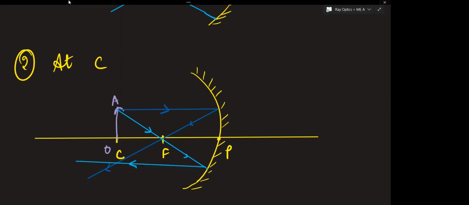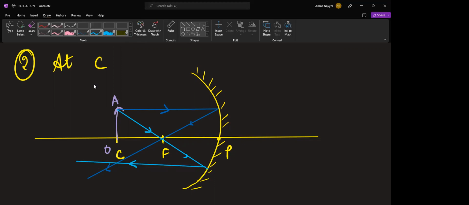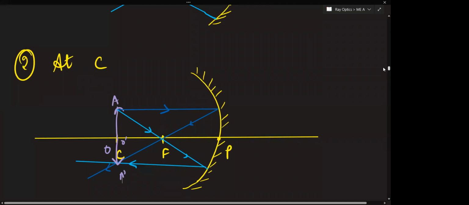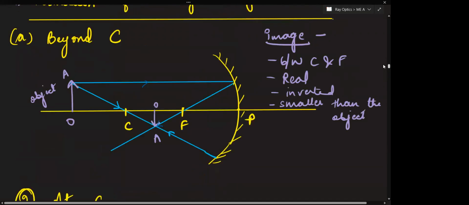You can draw it with the help of a scale. It will be better in your notebooks that you draw. Here you are obtaining an image. This is O dash A dash. Let me write it with a dash. Otherwise, the difference between the images will not be clear. O dash A dash. This is the image.